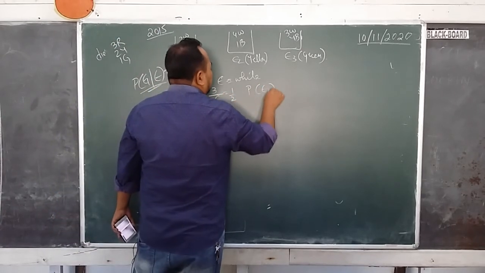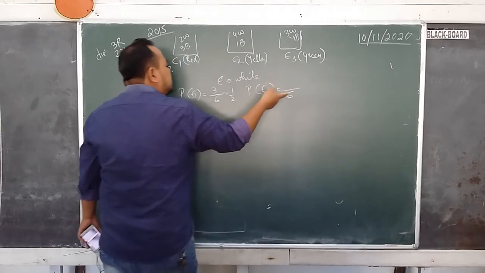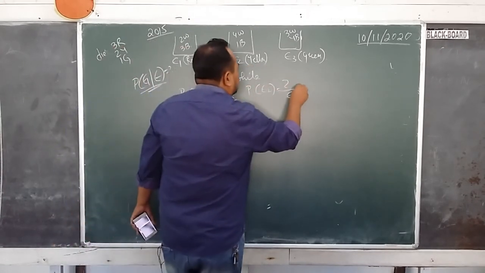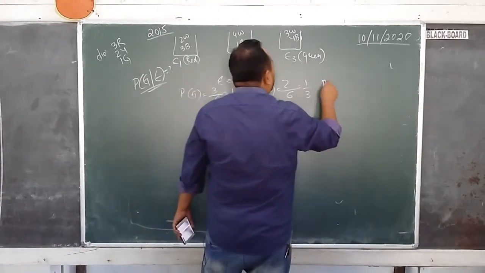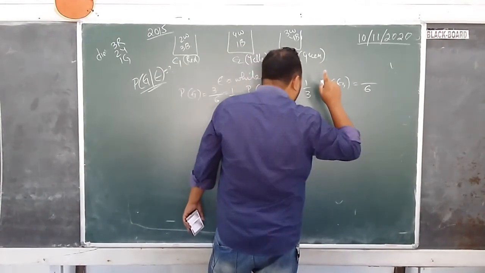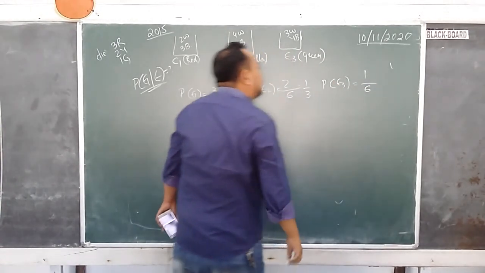Probability of E2. So in a dice there are 6 faces. When will you select box B? When you get a yellow face. How many yellow faces are there? 2. So 1 by 3. And finally probability of E3. There are 6 faces. And when do you select box 3? When it's green. So there is only 1 green face.